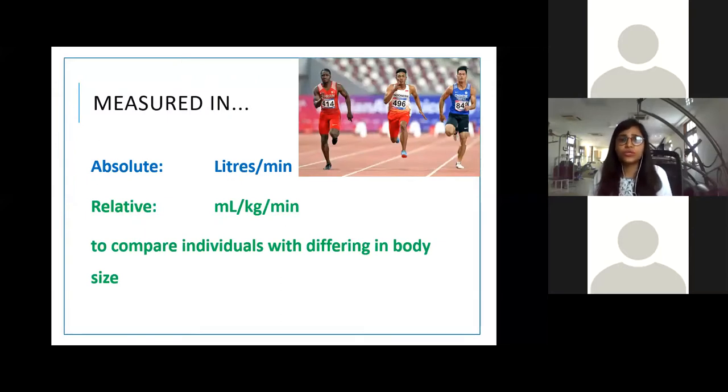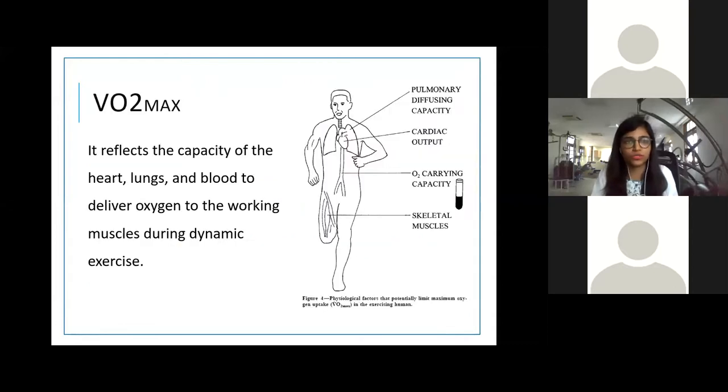The measurement unit is liters per minute, which is the absolute measurement. Relative measurement is more commonly used for comparing results, which is milliliters per kg per minute. So if you have three people whose absolute VO2 max values are the same, you can divide them by their weight, you will know their relative value, and that will give you a more precise way of comparing their VO2 values, and you'll know who will perform better amongst those three.